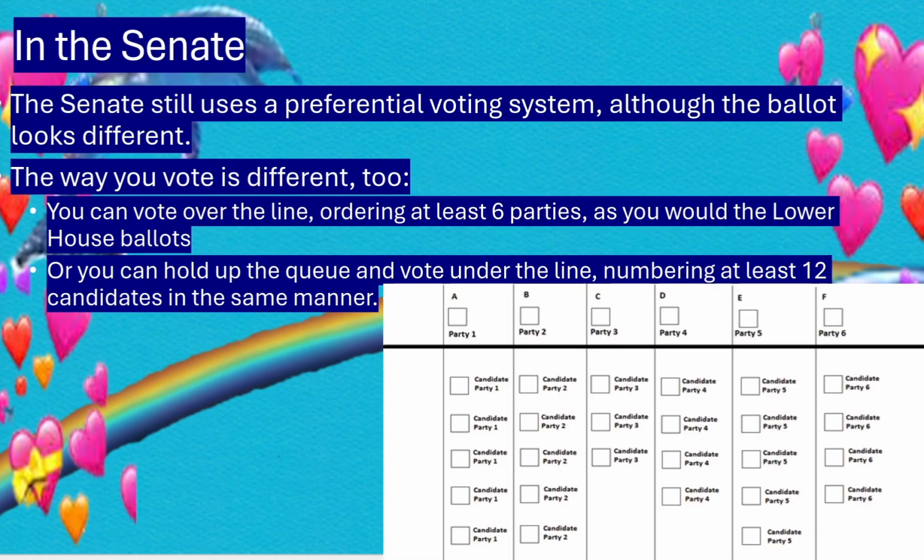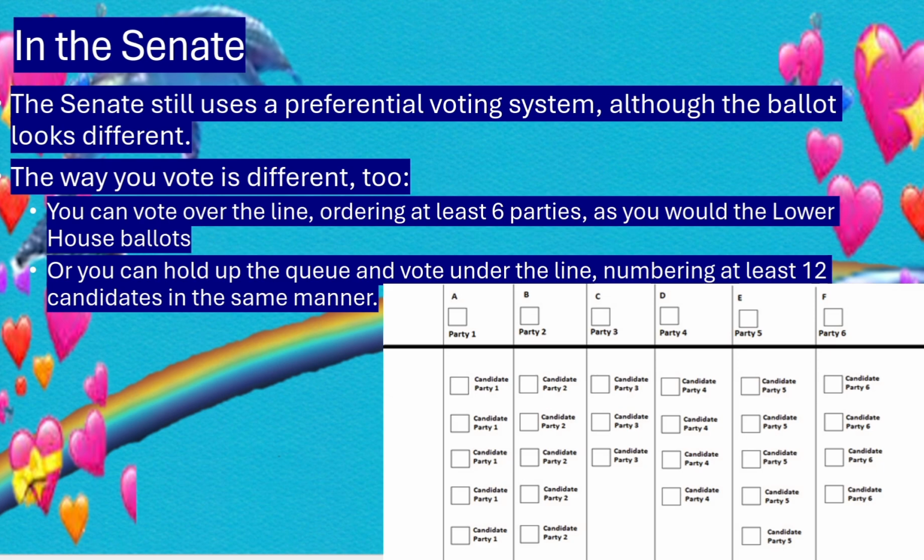In the Senate, it's way different. The ballot paper is stupidly long for some reason. It's like a meter long. I saw an article on the BBC. It still uses a preferential voting system though. The way they're counted and eliminated or switched are the same, but the way you vote is different.